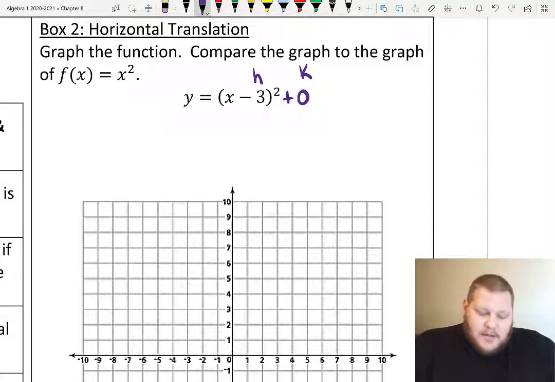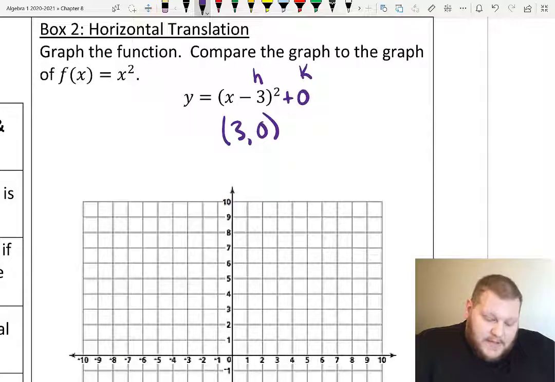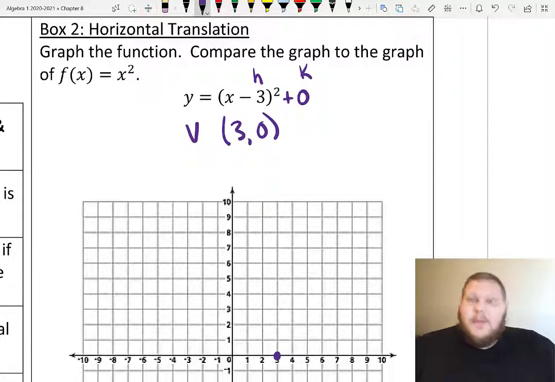So that tells me, in this case, my H is 3 and my K is 0. So that tells me my vertex happens at 3, 0. So if this is my vertex, V is 3, 0, I can go ahead now and just plot that point. To the right 3, 3, 0. That's my point right there.